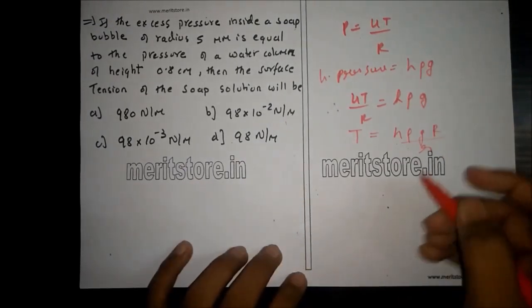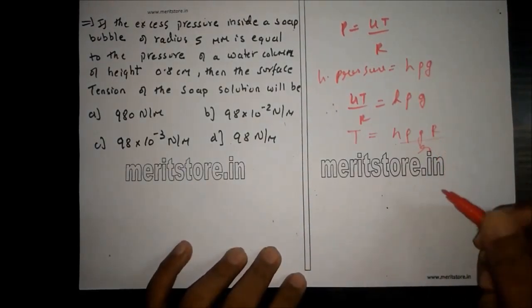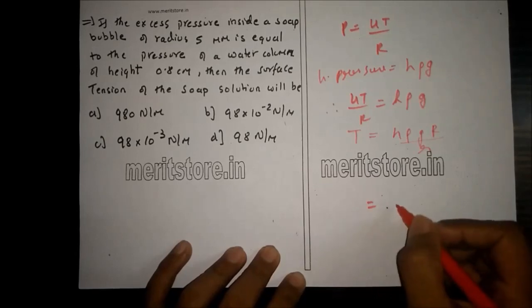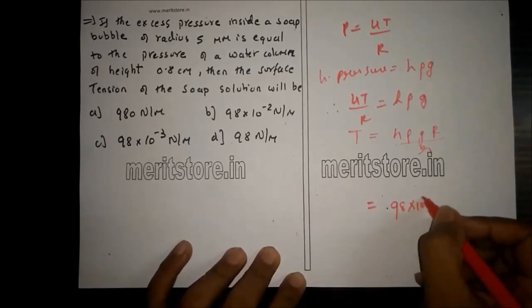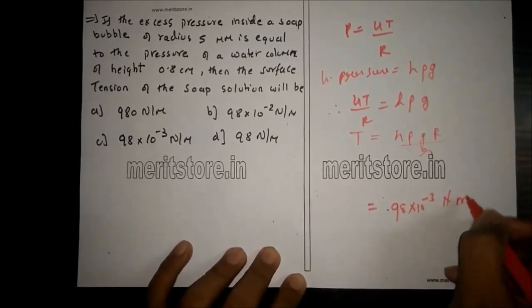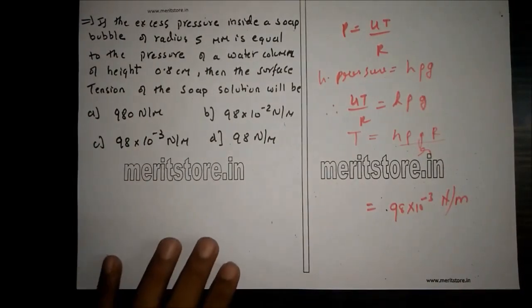Therefore, on substituting the values of h, mu, g, and R, we get the answer as 98 into 10 raised to minus 3 Newton per meter. Therefore, here the correct answer will be option C.